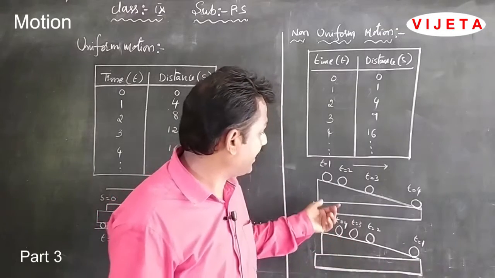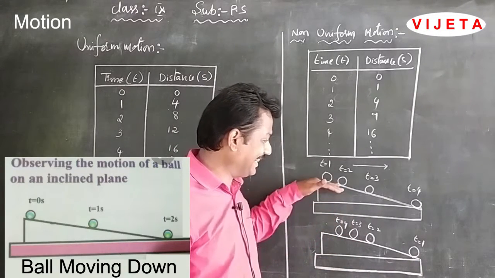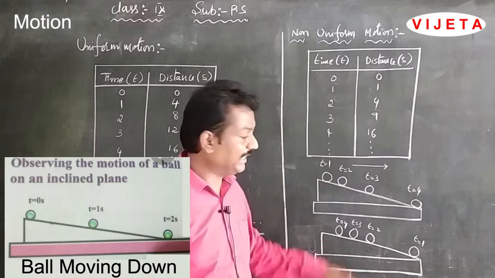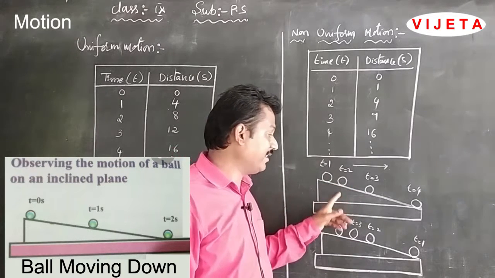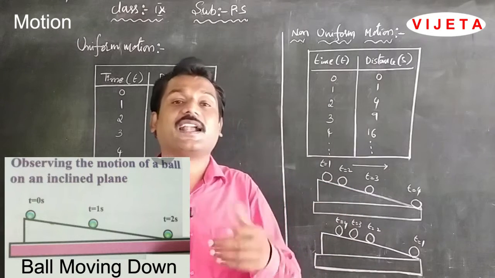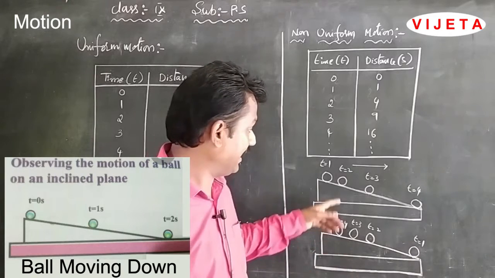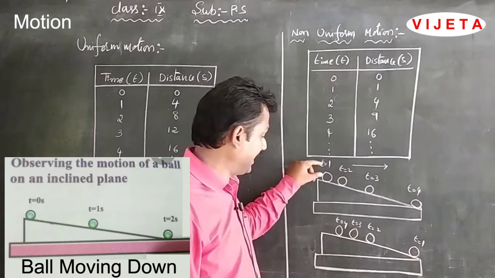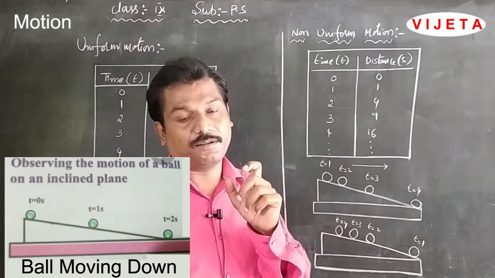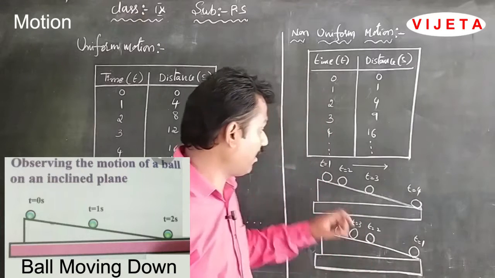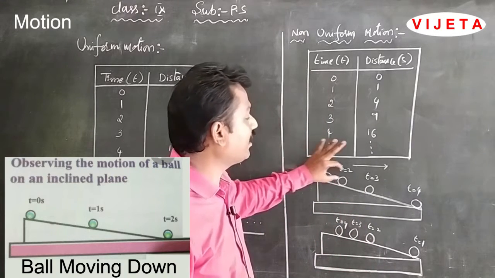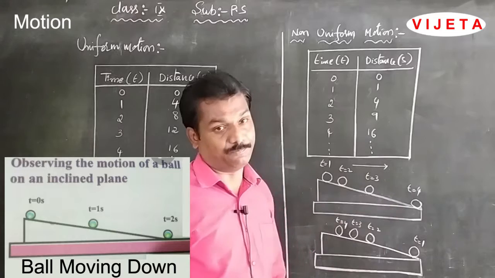Now, consider two more examples. Take an inclined plane. An inclined plane means a plane which makes a certain angle with another plane. Now, take a marble or a metal ball. Observe the motion of the metal ball on the inclined plane.